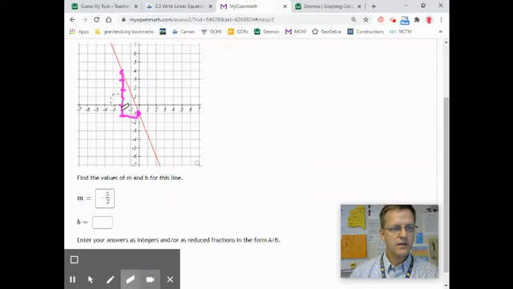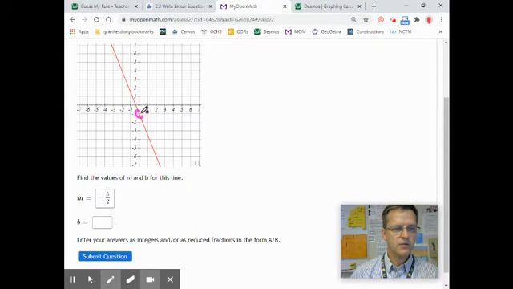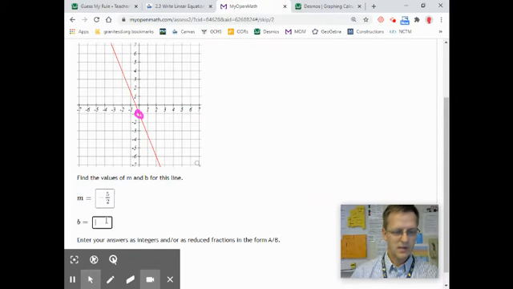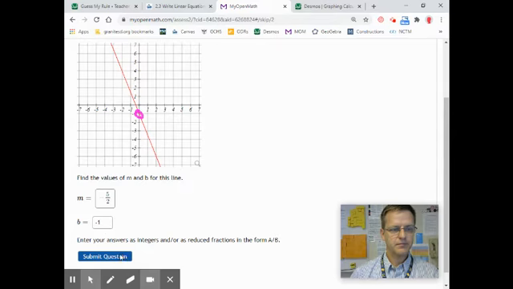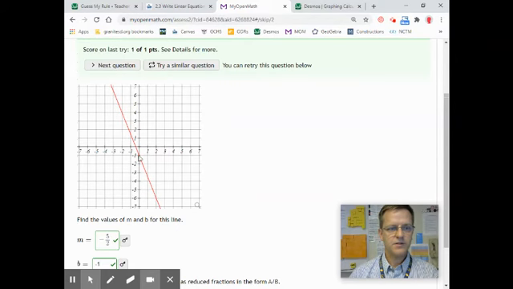And then, now that we've got our slope, we want our y-intercept, which is right here, which is at -1. That's where it crosses the y-axis.